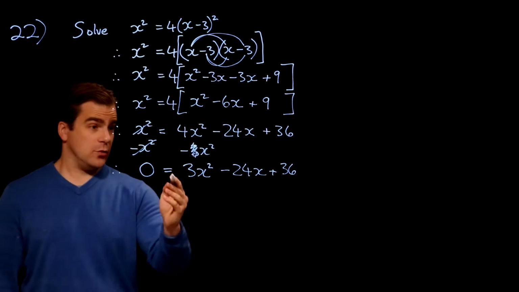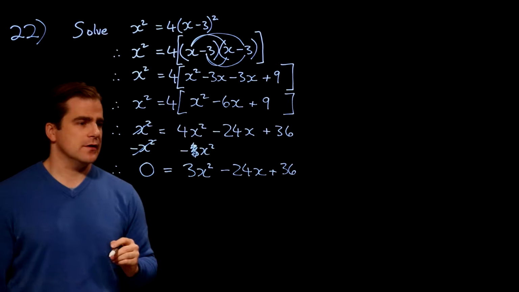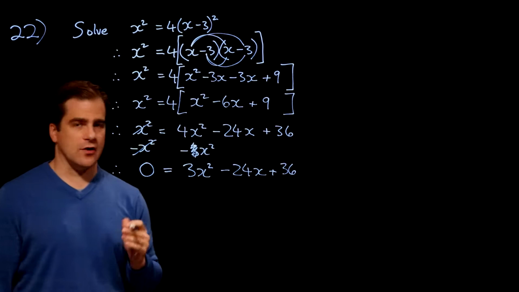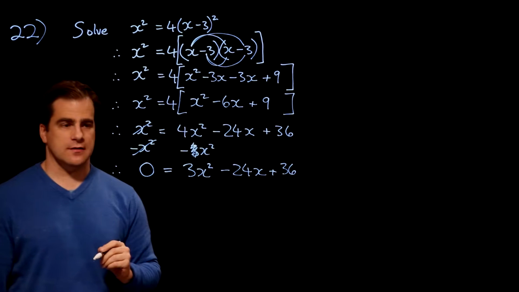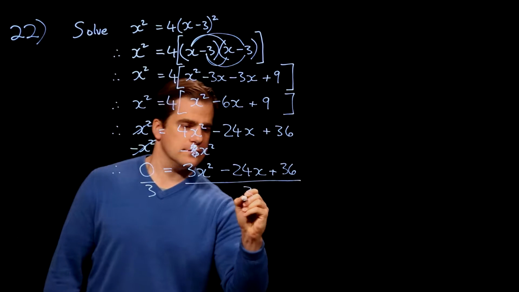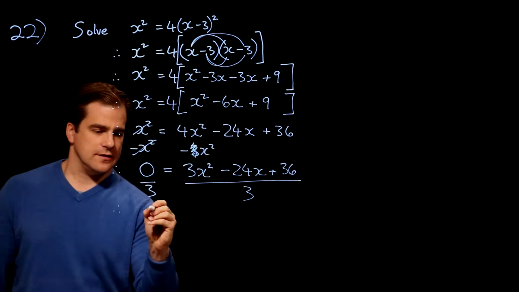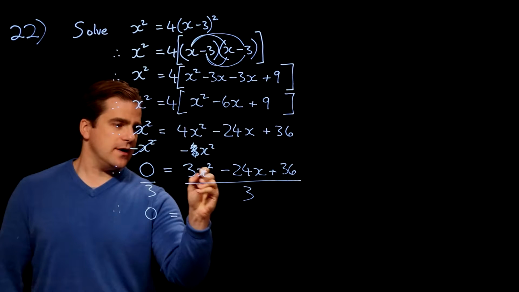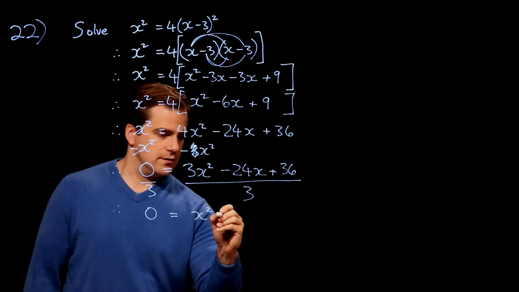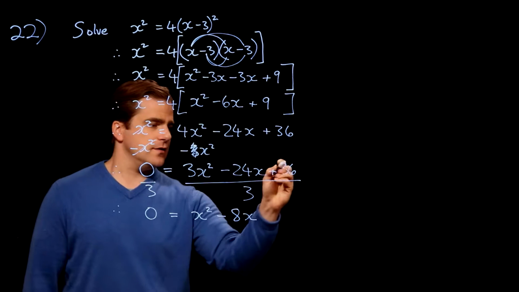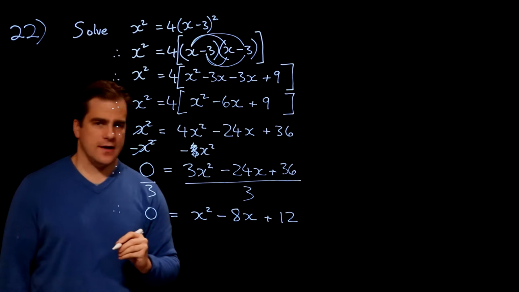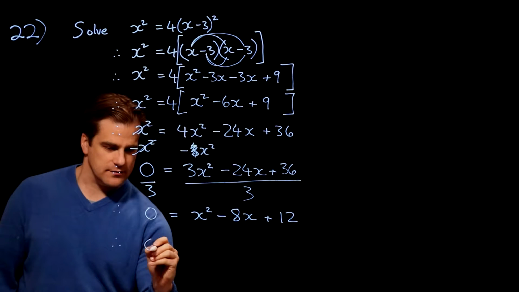Okay, so we've got a quadratic equation here, equals 0. When you get to this stage, always check if you can simplify and make these numbers smaller. Check if they have a common factor, and they do. They're all divisible by 3. So we divide both sides by 3. Okay, 0 divided by 3 is 0. 3x squared divided by 3 is x squared. Minus 24x divided by 3 is minus 8x. And 36 divided by 3 is 12. Okay, therefore 0 equals x squared minus 8x plus 12.